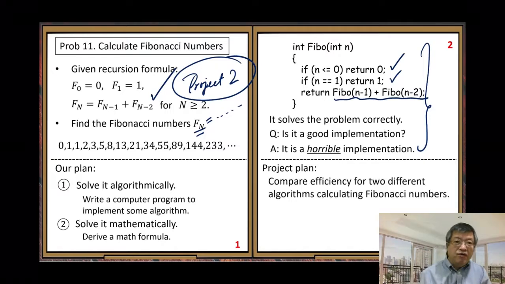Compare efficiency for 2 different algorithms. So this is the first one, but there is another one, right? Other than that, we may have another interesting algorithm given in our textbook. We have a third one. So 2 different ones are given in this lecture, but the third one is not given in the lecture. The third one is in our textbook.